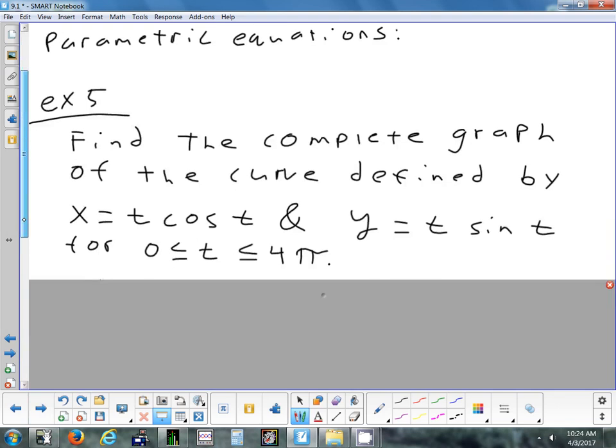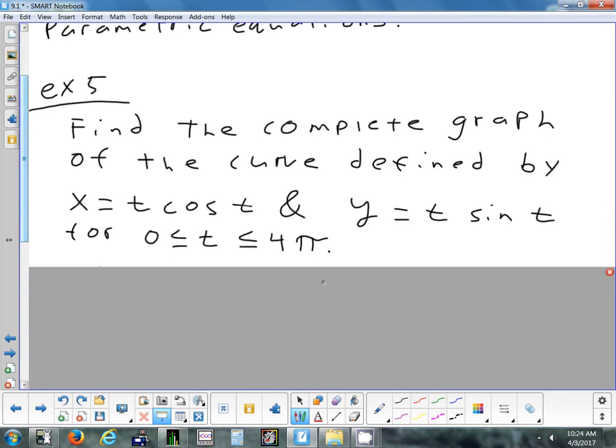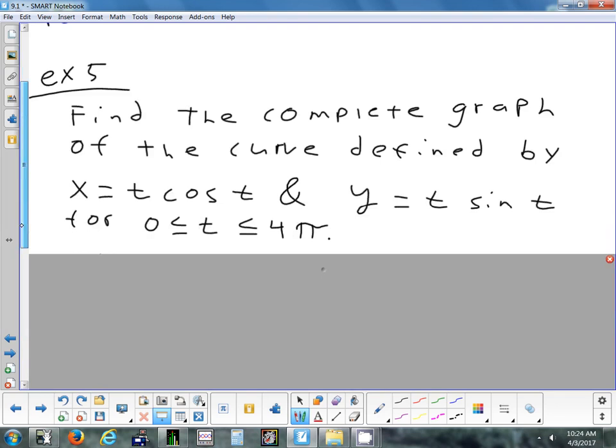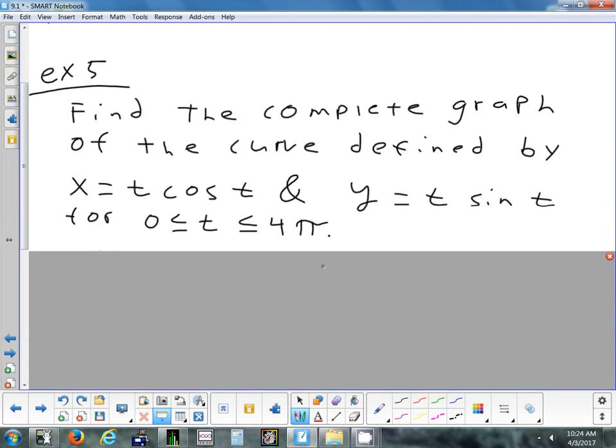All right, so the last thing we're going to do is just look at some different graphs and see if we can figure out the windows. Okay, some complete graphs. So we're finding complete graphs of these equations. All right, let's start with this. If you take the cosine of anything between 0 and 4 pi, or even if you just take the cosine of anything, what is your answer always between? -1 and 1. So the cosine of anything is always between -1 and 1.